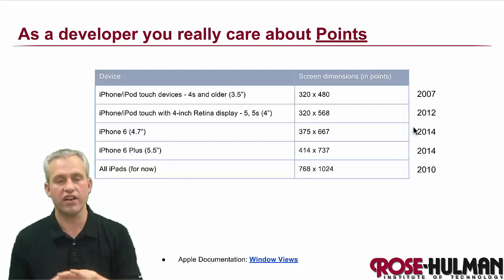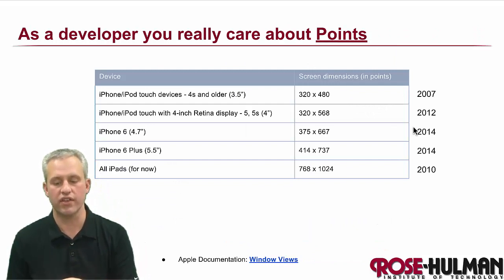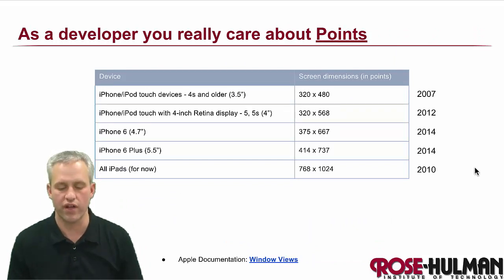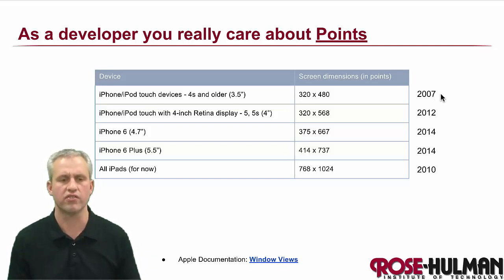Just to give you the history and look at things chronologically, when these were developed, we started off with the iPhone, which actually came out in 2007. I thought it was 2006, but I looked it up. I guess it's 2007.